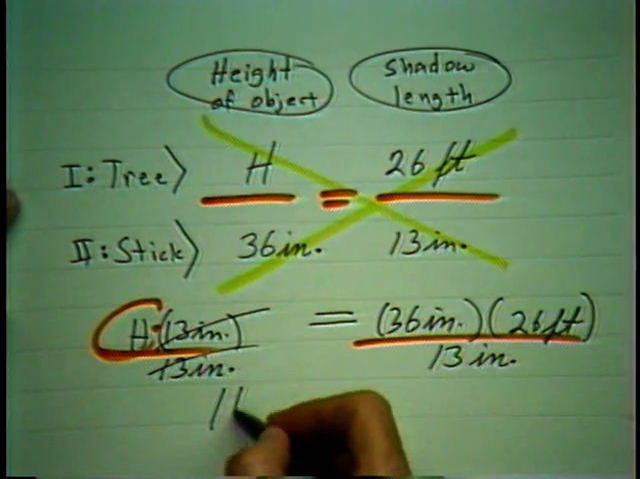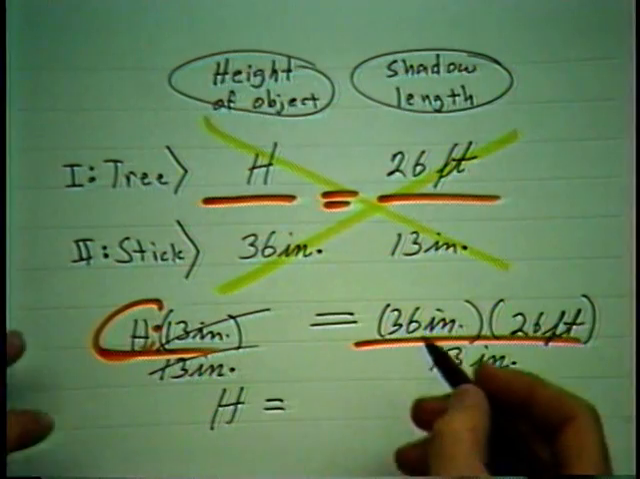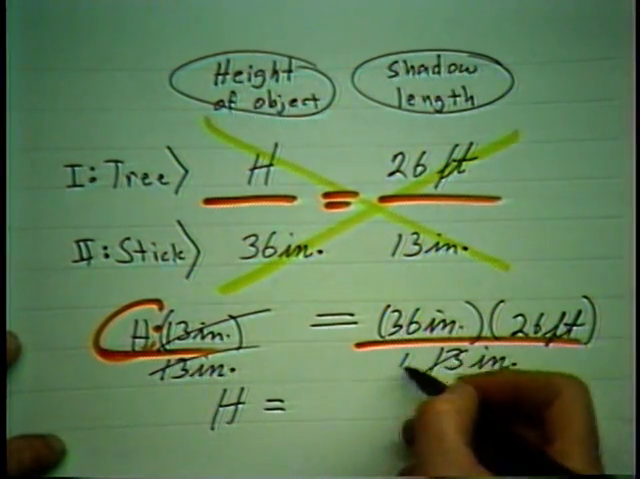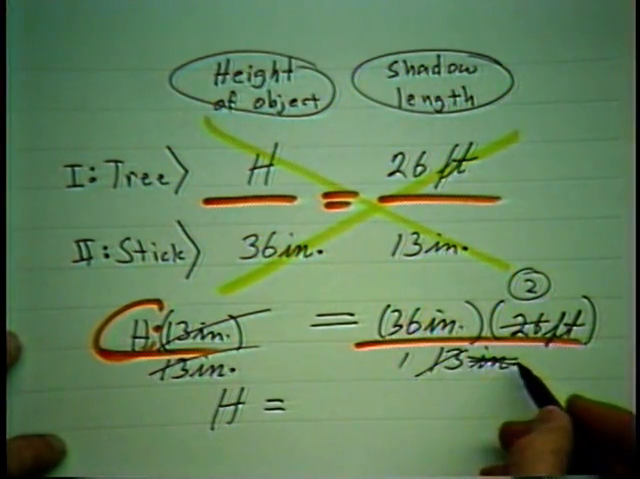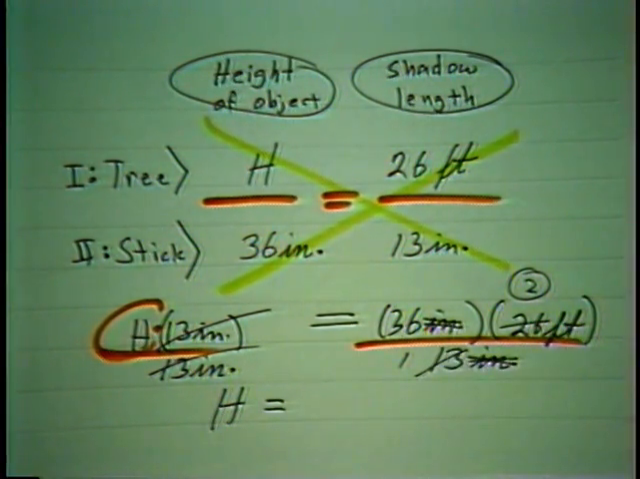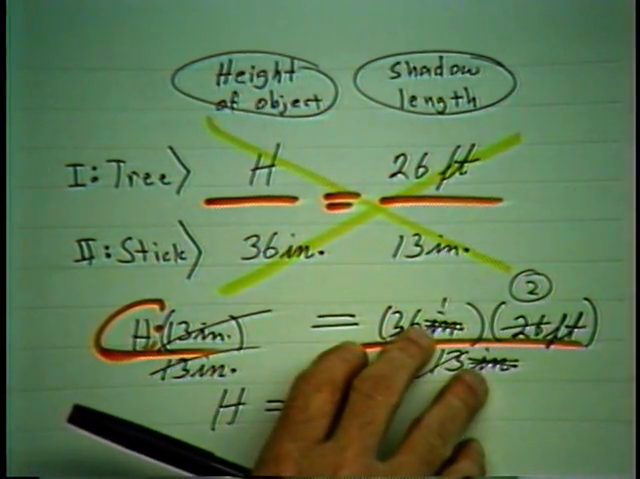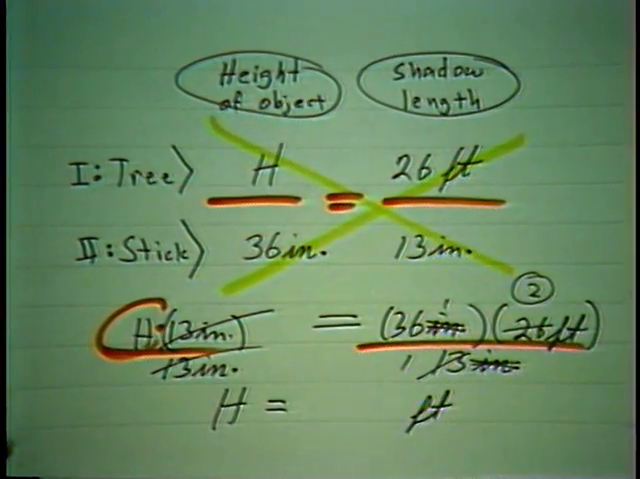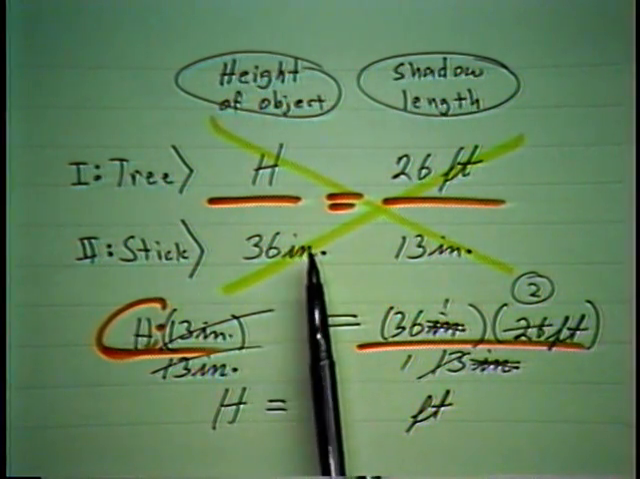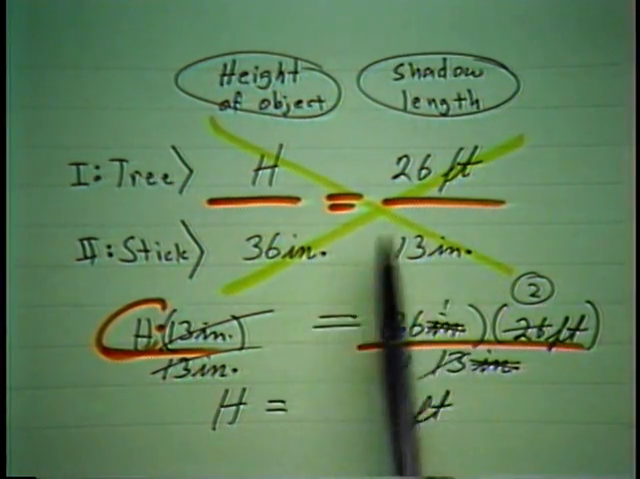Cancels here, leaving my unknown, which is what I'm after. Over here, can we do any cancellation? Well, certainly the 13 goes into 13 once, 13 goes into 26 twice. But note this, inch goes into inch once, and inch goes into inch once up here. So the item we weren't sure about, which was inches, canceled out, leaving us feet, which is what we wanted the height of the tree to be in the first place. So as it turns out, it didn't make any difference if this was in inches or in centimeters or in meters, as long as they were the same here.